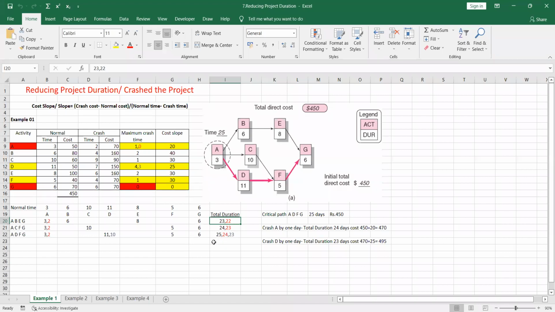So after taking the total duration, we found that ABEG is the critical path, which has the highest duration. For that critical path, I have highlighted the activities, maximum crash time, and the cost slope, right? So after highlighting that critical path activity, what do you have to do next? You have to see whether we have a maximum crash time of 0.